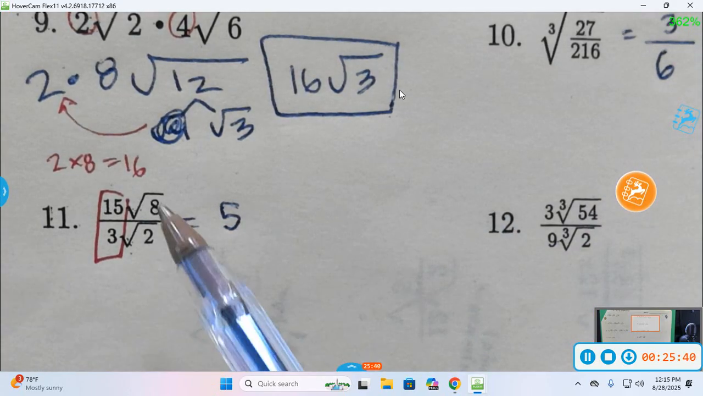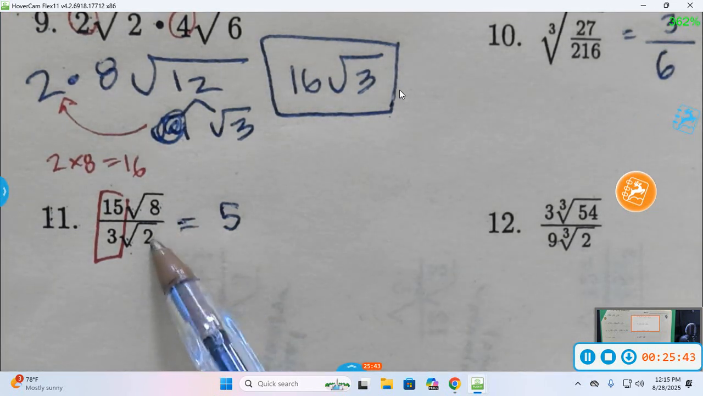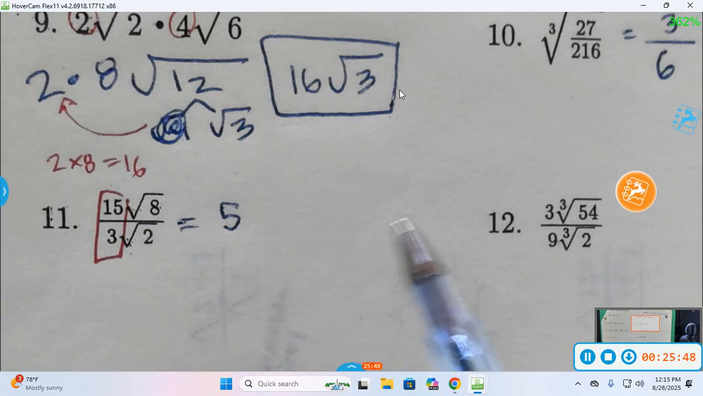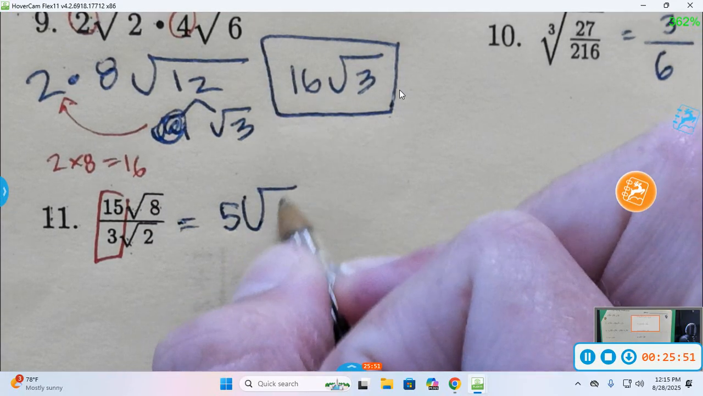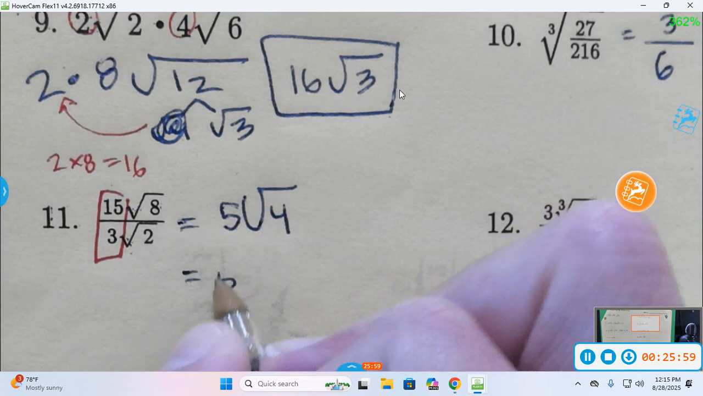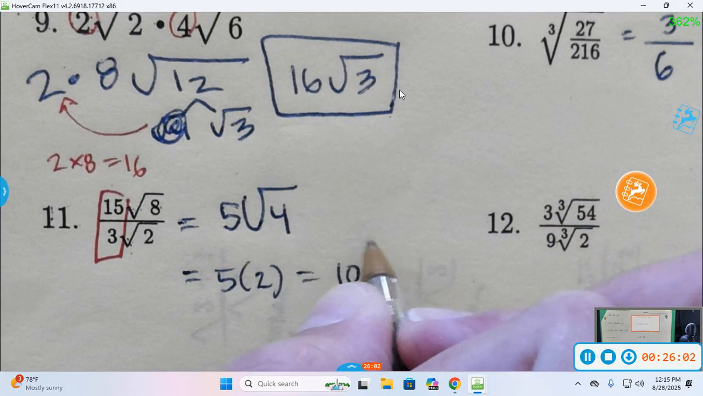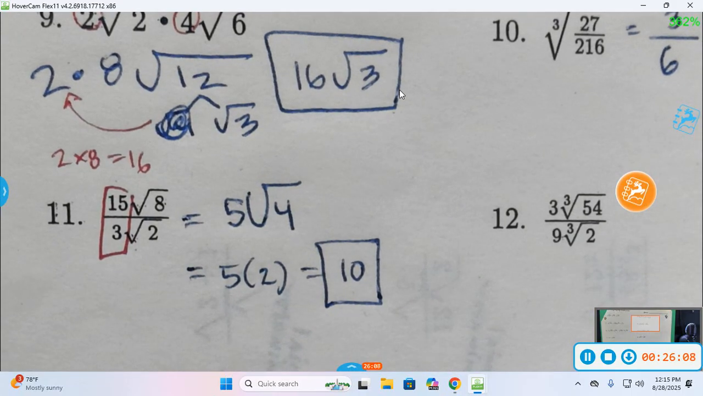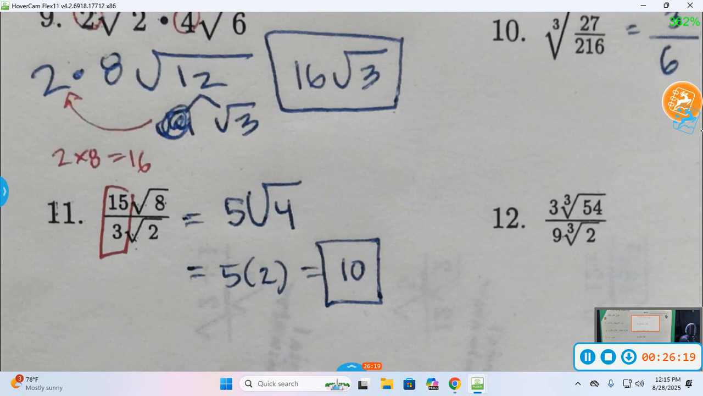And then your 8 and your 2, they can also fellowship because they're both in the radical. So radical 8 divided by radical 2. What's the square root of 8 divided by the square root of 2? Square root of 4. Still a square root. And then we're like, oh, well, I can take the square root of 4. The square root of 4 is just 2. So it's 5 times 2, and your answer is 10. All right, try 12. 12 is almost exactly like that. The only difference is you've got cube roots instead of square roots. So let's try 12.